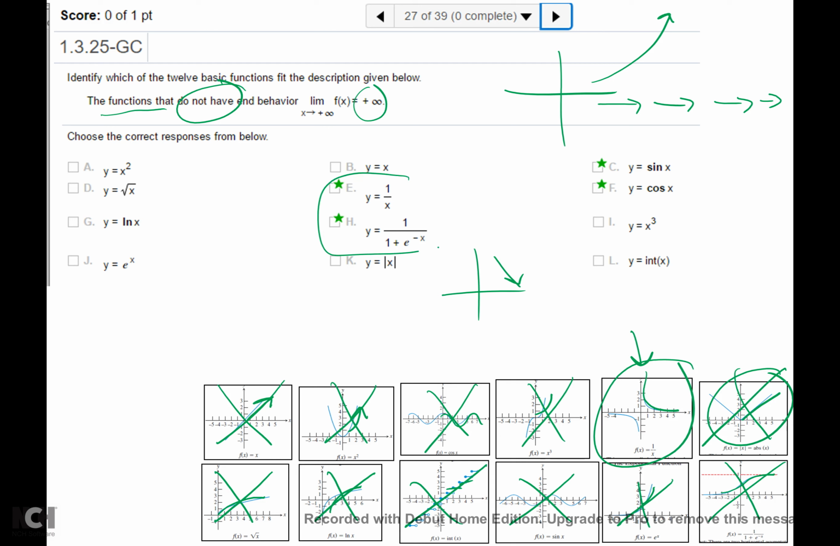Oh, and they're saying that this one is too. Oh, well, you're right. I guess it's not going up. It's actually not going down either, but it's not going to go up and up forever. It's going to actually level out.